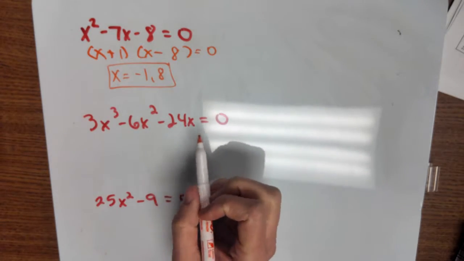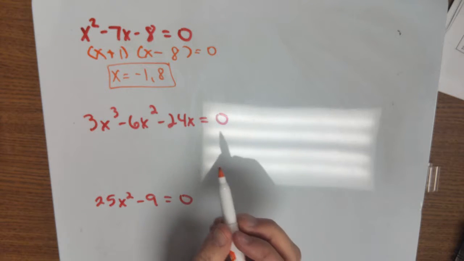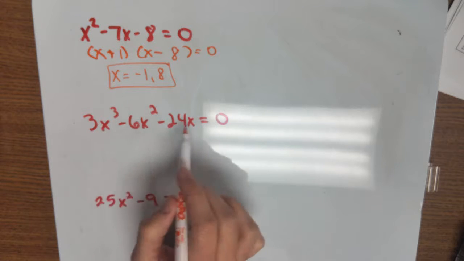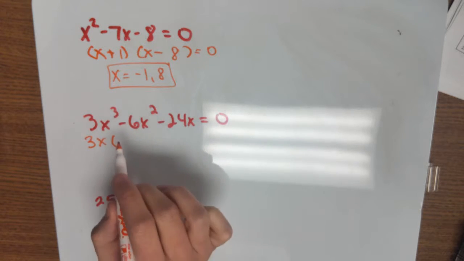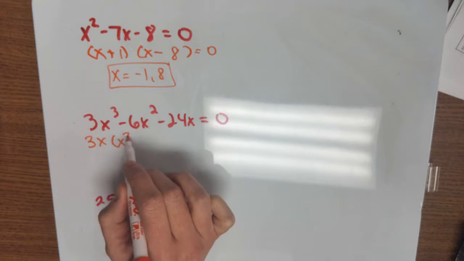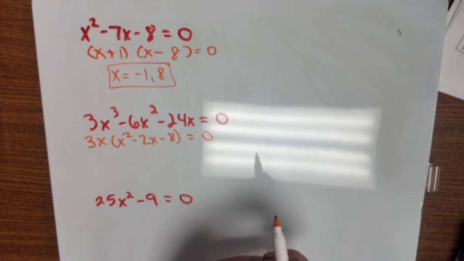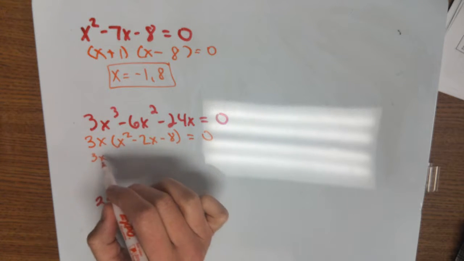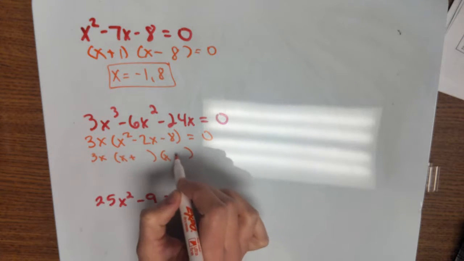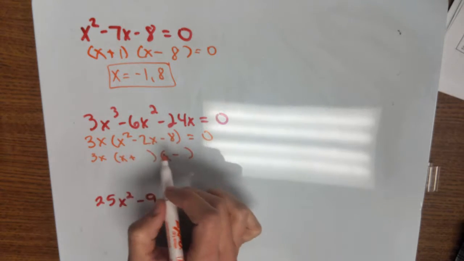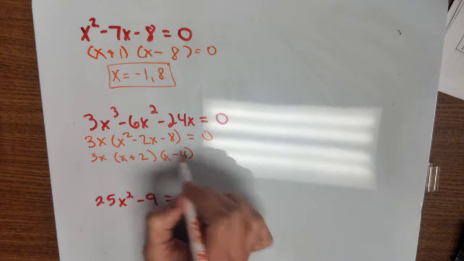This one looks like it's about the same, except we have x's in every term. So we're going to actually have to try a greatest common factor first, and you can actually take 3x out of every single term. It's going to leave x squared minus 2x minus 8, and then we can factor what's on the inside. So I'm going to put x and x, once again a positive and a negative. We want them to multiply to -8, add to -2, so that's going to be -4 and +2.